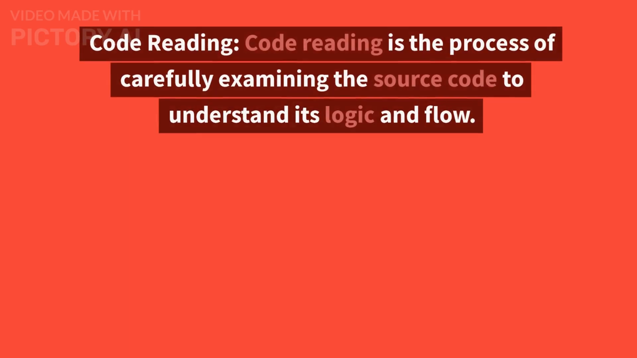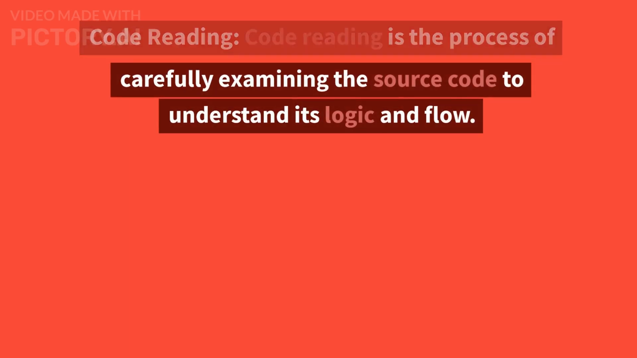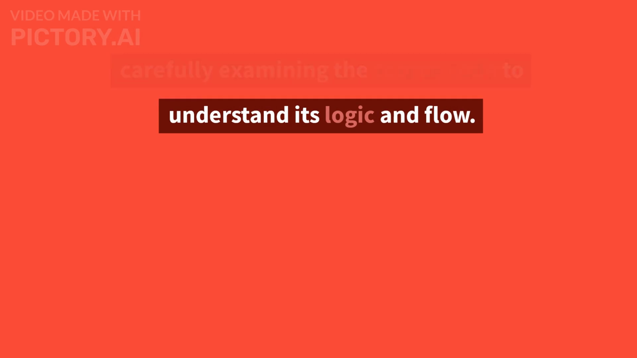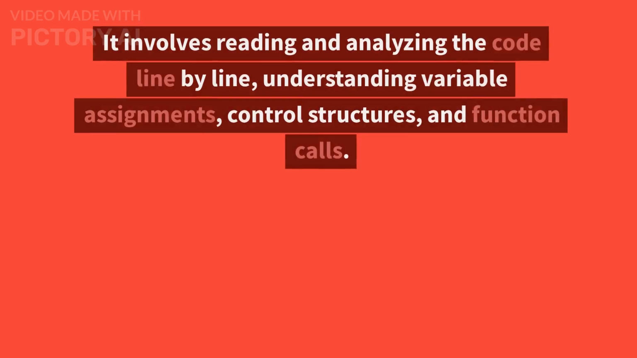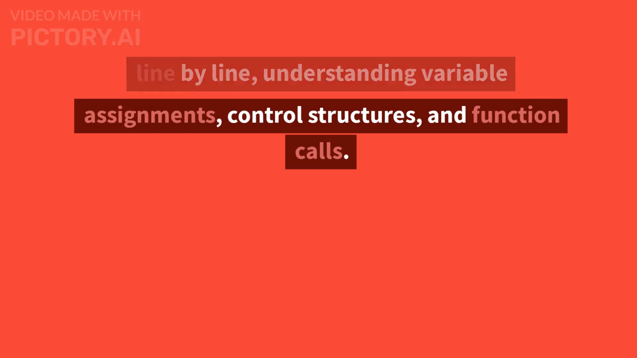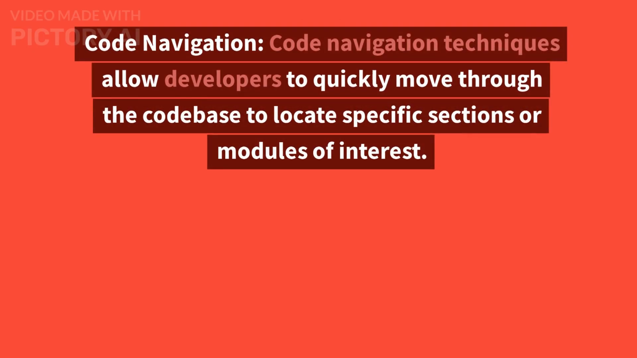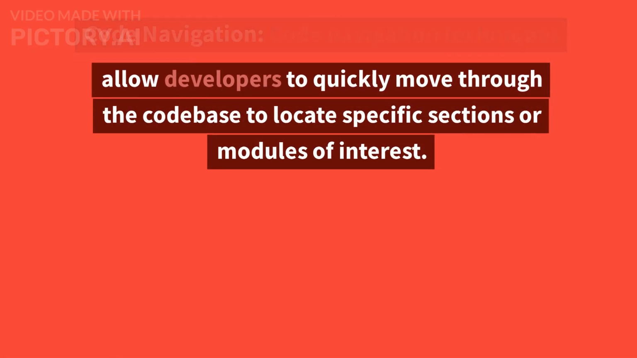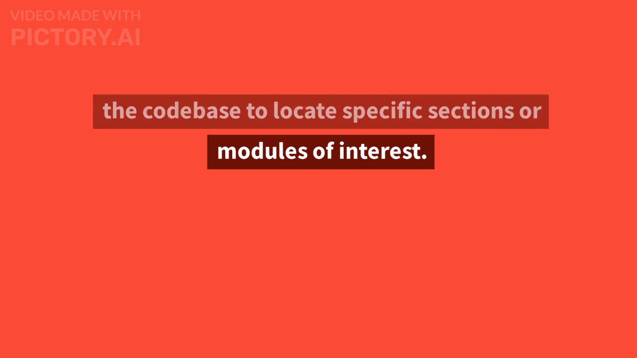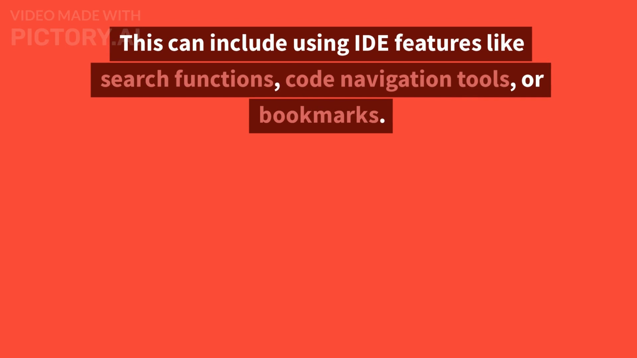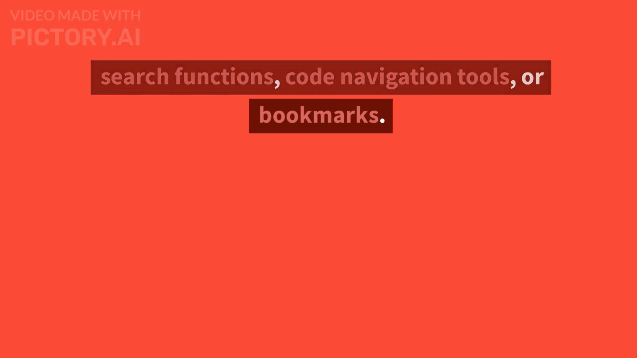1. Code reading. Code reading is the process of carefully examining the source code to understand its logic and flow. It involves reading and analyzing the code line by line, understanding variable assignments, control structures, and function calls. 2. Code navigation. Code navigation techniques allow developers to quickly move through the codebase to locate specific sections or modules of interest. This can include using IDE features like search functions, code navigation tools, or bookmarks.